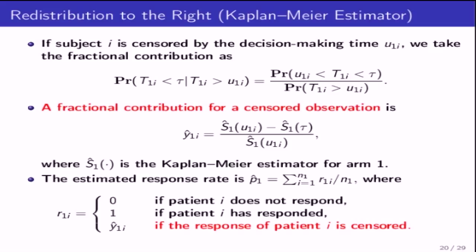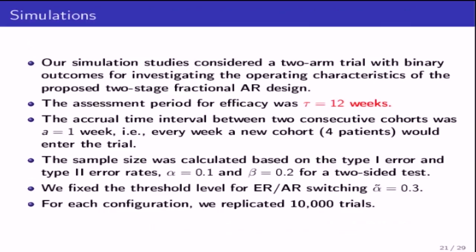So now we have a new outcome variable called R. R takes value 0 if the subject does not respond, takes value 1 if the subject has responded, and takes the value of Y hat if the response of the subject is censored. Y hat must lie between 0 and 1. So now we account for all the possible scenarios for outcome.